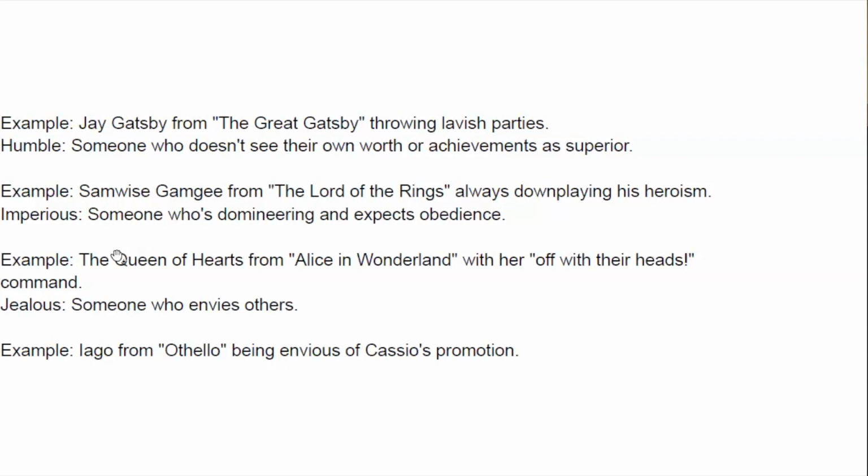All right. Next, we have the Queen of Hearts from Alice in Wonderland with her off with their heads command. She is an example of someone who's jealous. She's someone who just completely envies someone else. Not really too much to go on there. But these are all from stories that you most likely will cover sooner or later in your lives. And even the end of these sentences, they're indirect characterizations. So almost everything related to a character is going to talk about their character in some way.